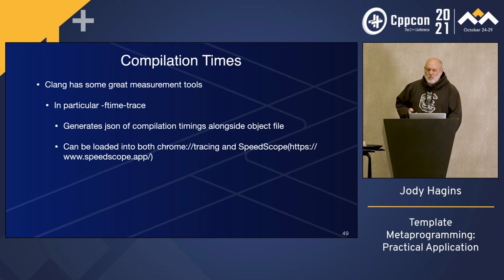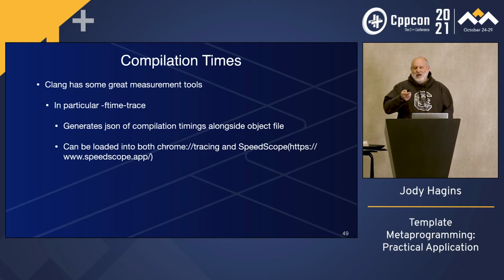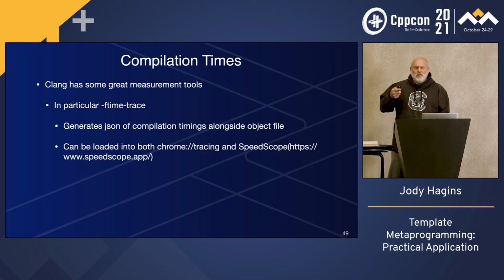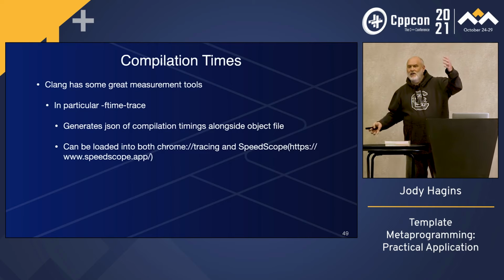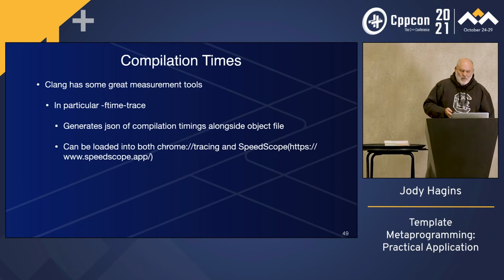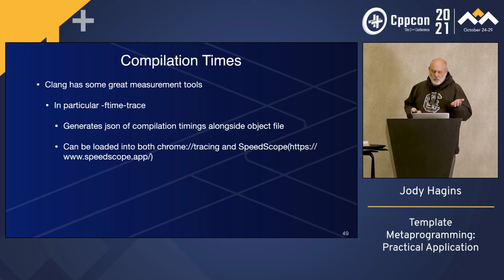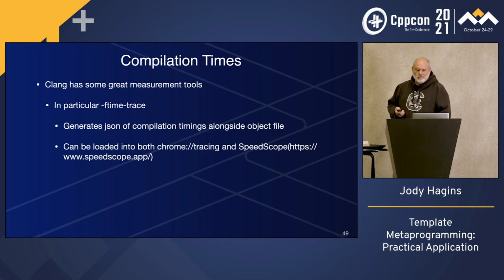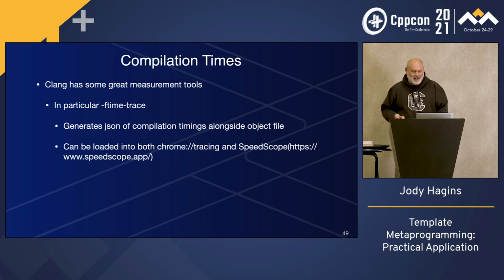Because what it does is it generates a JSON file alongside your object file, and that JSON file is like, have you ever instrumented code and tried to do performance analysis of runtime code? It's the exact same format. And you can use the exact same tools to analyze all of your compilations. They can be loaded into both Chrome tracing and SpeedScope. And we'll see in a minute what it looks like. But first, we want to have something to measure.